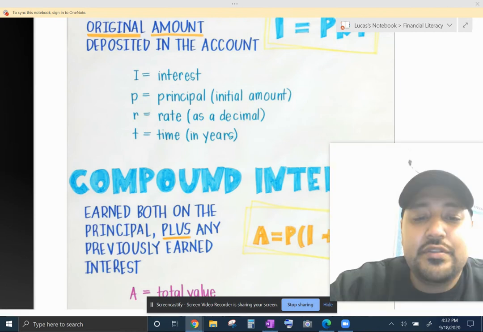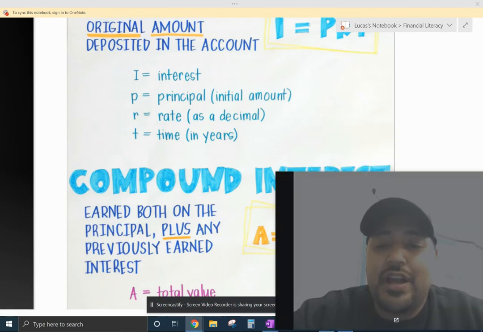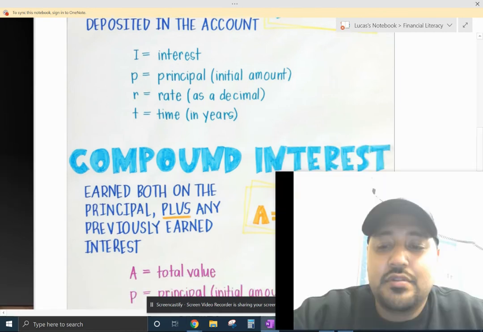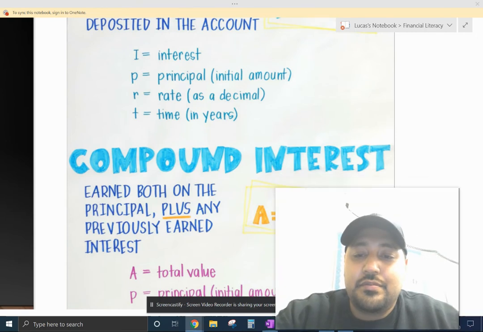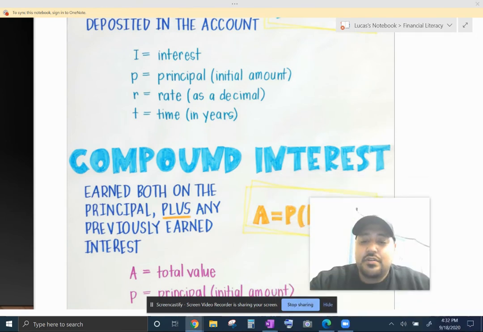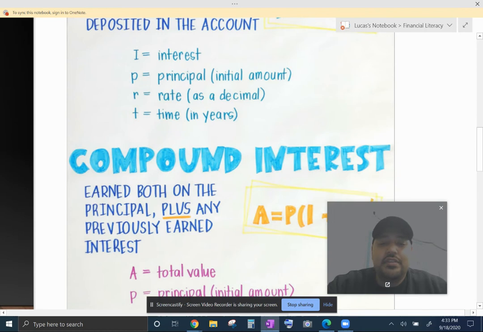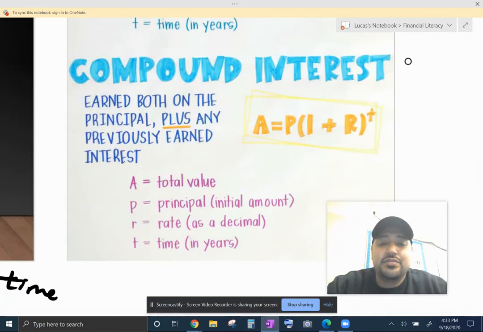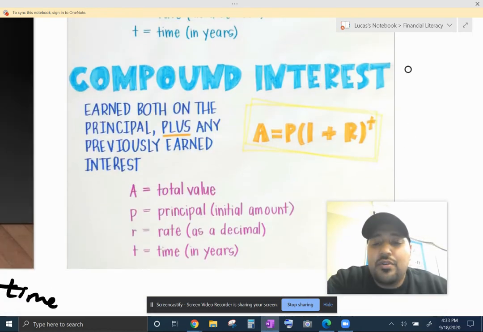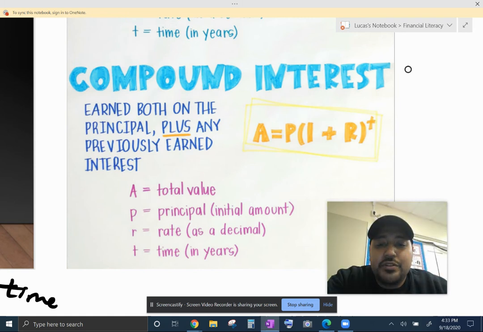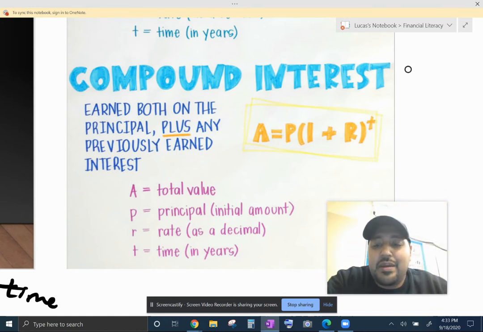So for compound interest, I made myself too big. This one is compound interest. Now, A stands for the total value, which means the total amount. P stands for principal, R stands for rate, and T stands for time in years. And we'll go over that more tomorrow.